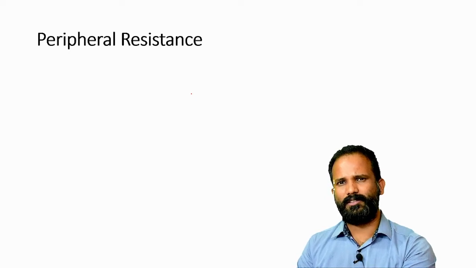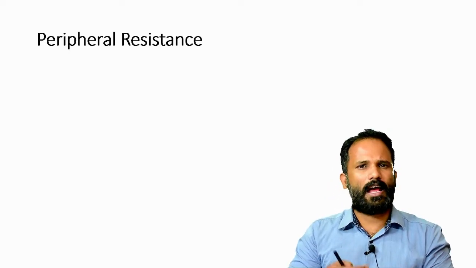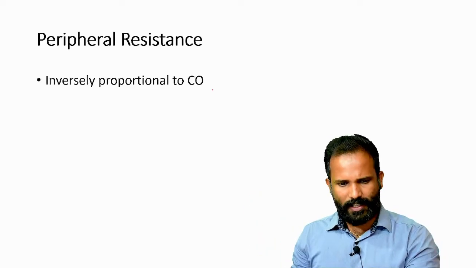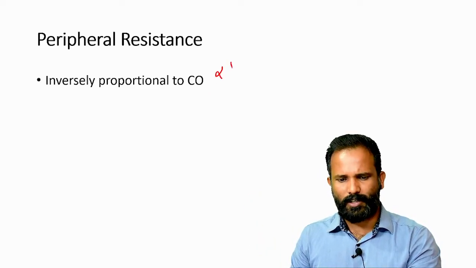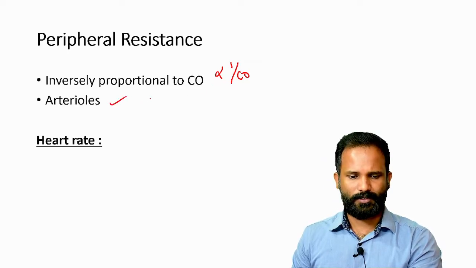Coming to the peripheral resistance, if the resistance is nearer to the heart, we call that afterload. If it is away from the heart, like at the arterial level, we call that peripheral resistance. That is also similar to afterload, so inversely proportional to cardiac output.